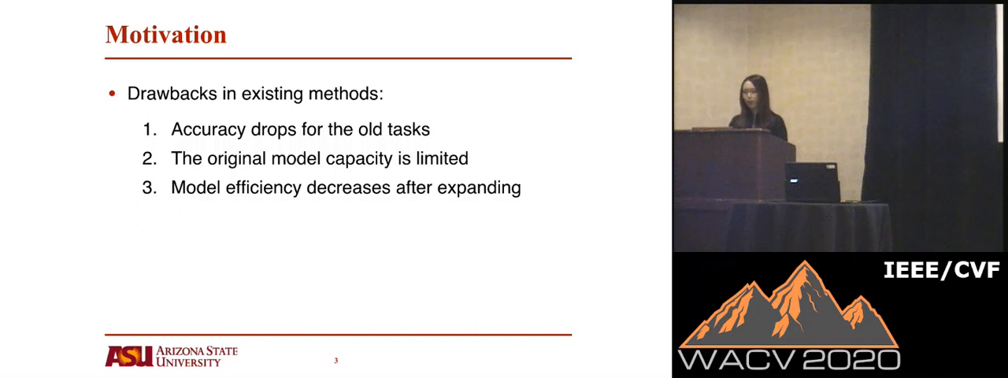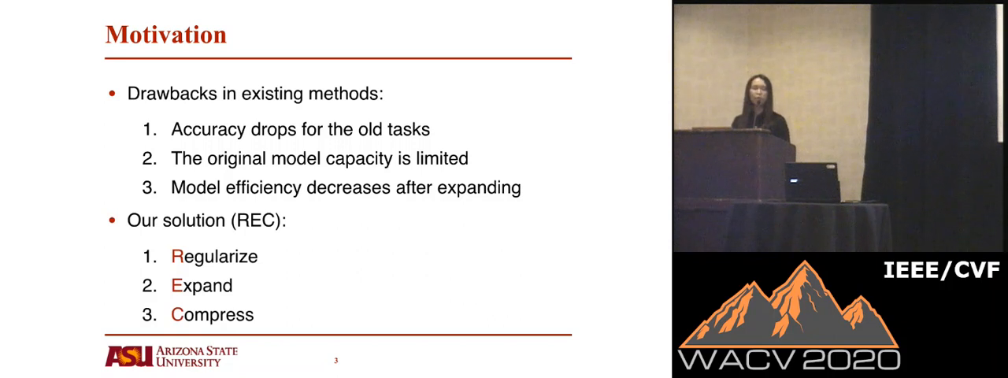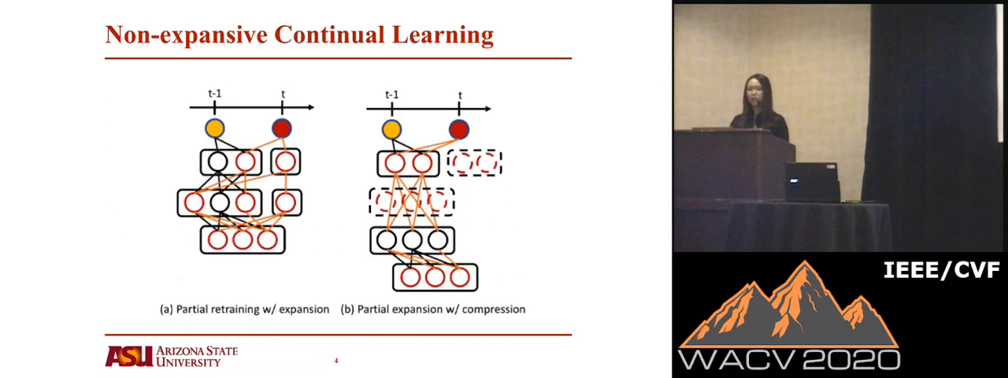So the main drawbacks for the existing methods are forgetting, limited model capacity, and the decrease of the model efficiency. So we proposed our solution named REC to address each of these issues. One of the representative previous works selectively retrains parts of its network and dynamically expands the network by adding more neurons, while REC expands the network through a network transformation-based AutoML framework, and then compresses the model back to its original size.